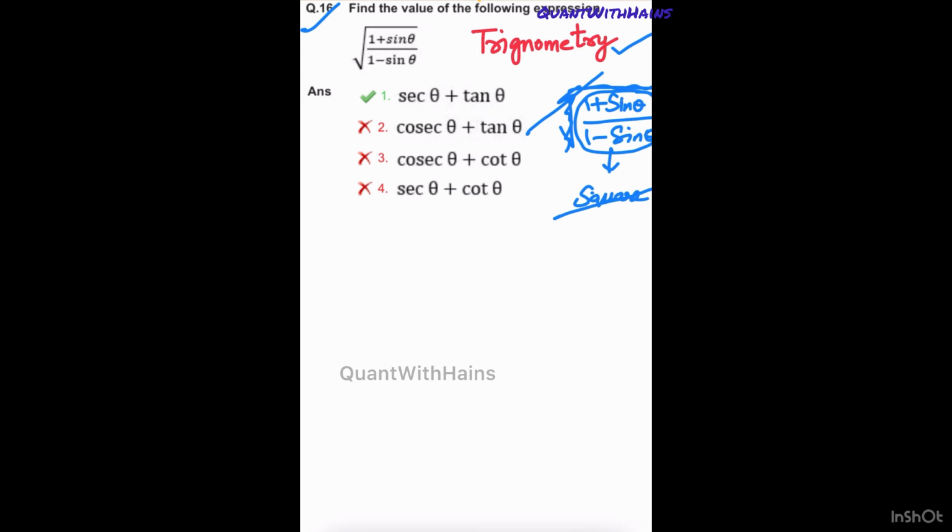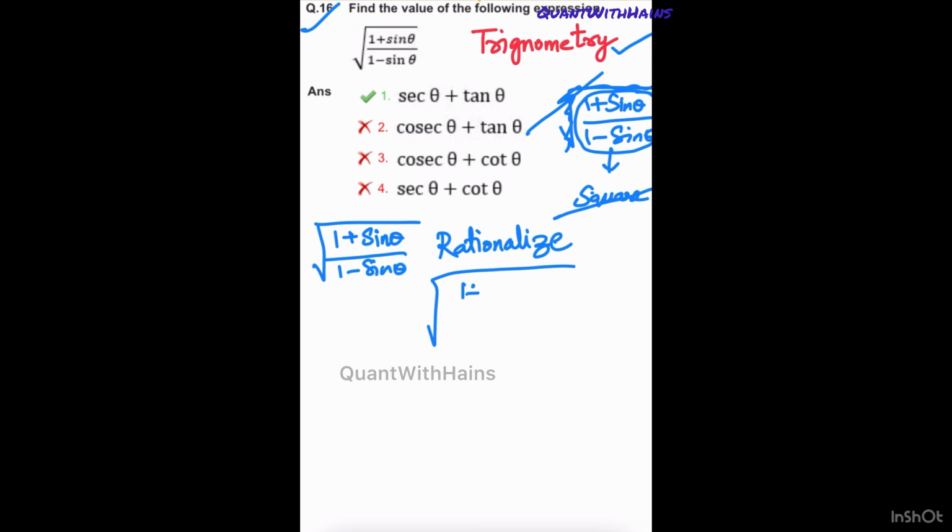So how do we do that? Here, to remove this square root, we need to rationalize. How do we do that? Here, to rationalize, we will multiply the numerator and denominator by 1 plus sine theta, that is 1 plus sine theta by 1 plus sine theta.